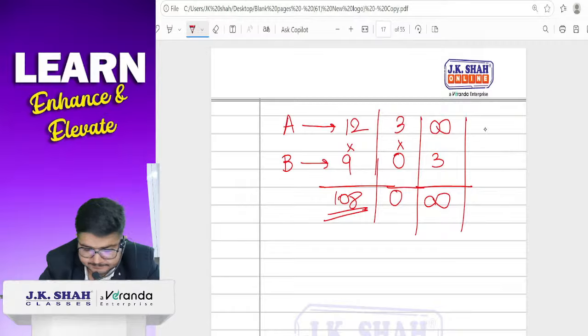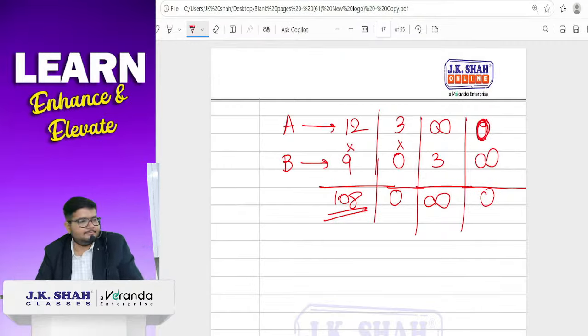And if there are 9 elements in this set, 0 elements in one set and infinite elements in the other, then the number of ordered pairs will be 0, because 0 into infinite is 0. Everybody understood this?